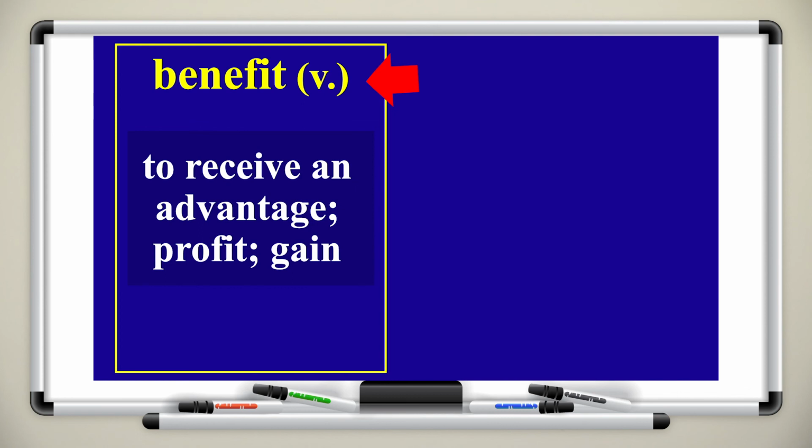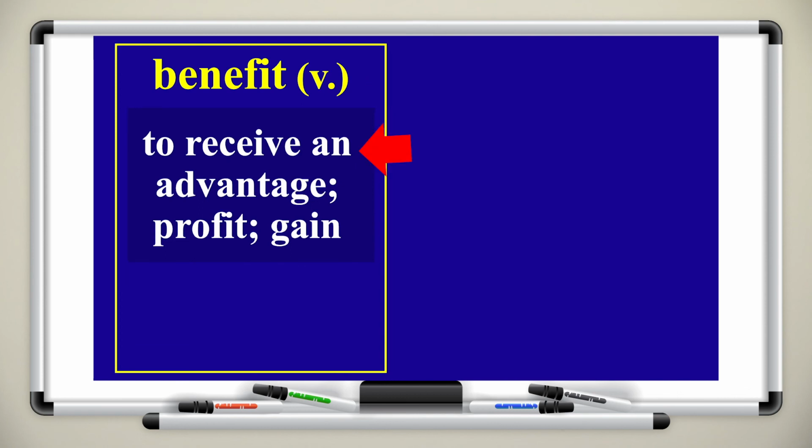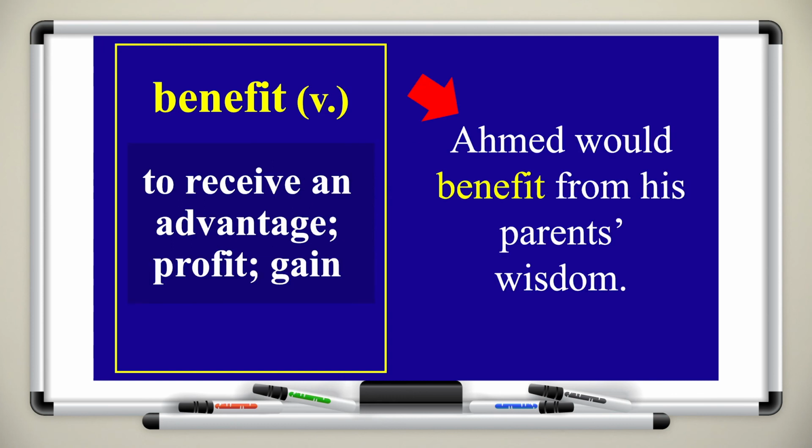The next vocabulary item is benefit. It's a verb and it means to receive an advantage, profit, or gain. Another word for benefit is help. For example, Ahmed would benefit from his parents' wisdom.